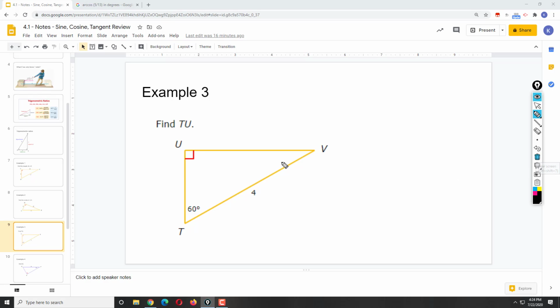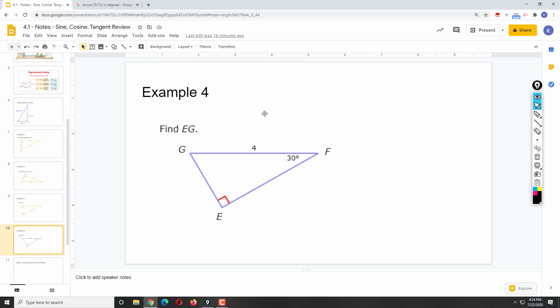Next, example 4. One last example. We have a triangle, EFG. The hypotenuse is EF. We know that given this angle, that's 30 degrees. We know that the adjacent is 4, and we want to find the opposite. Either tangent or cotangent uses adjacent and opposite. We can use either tangent or cotangent.